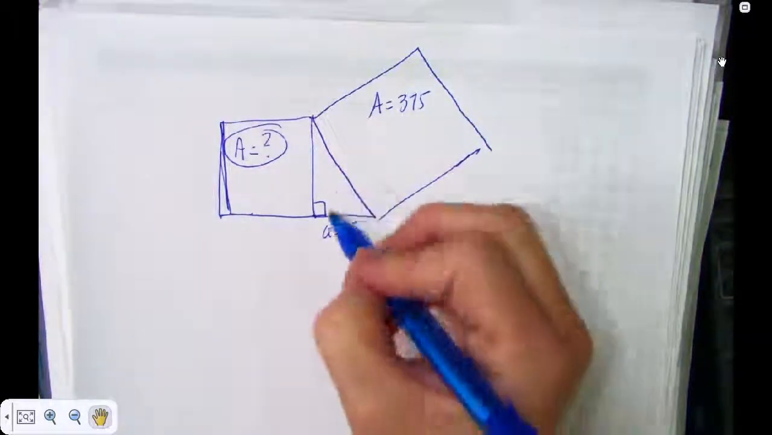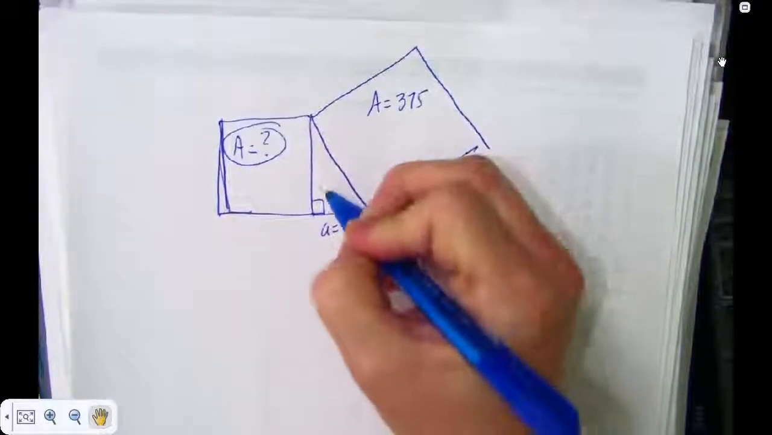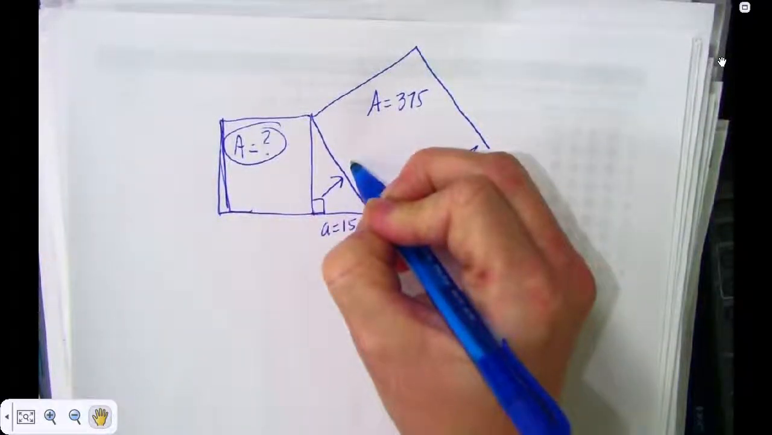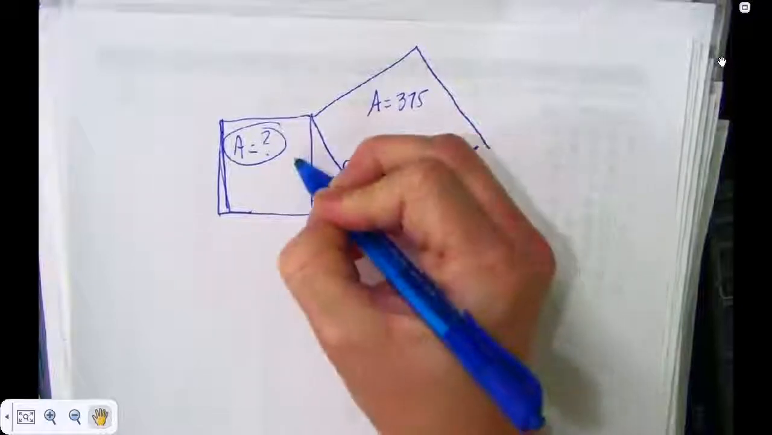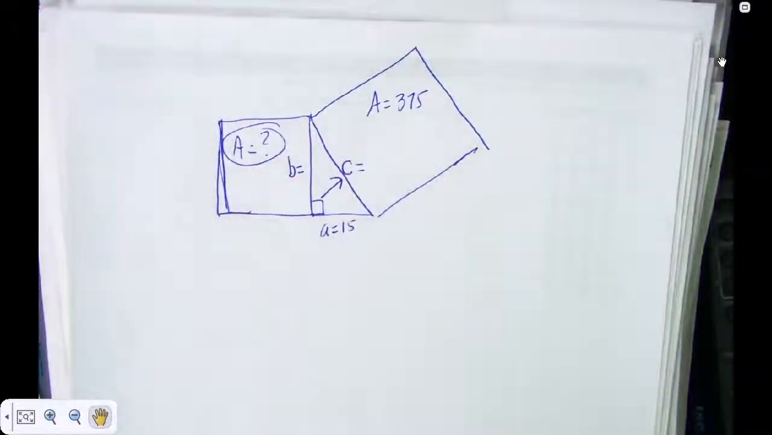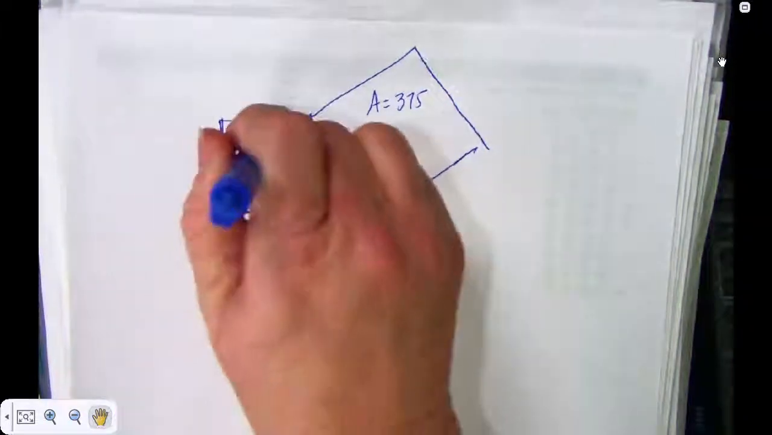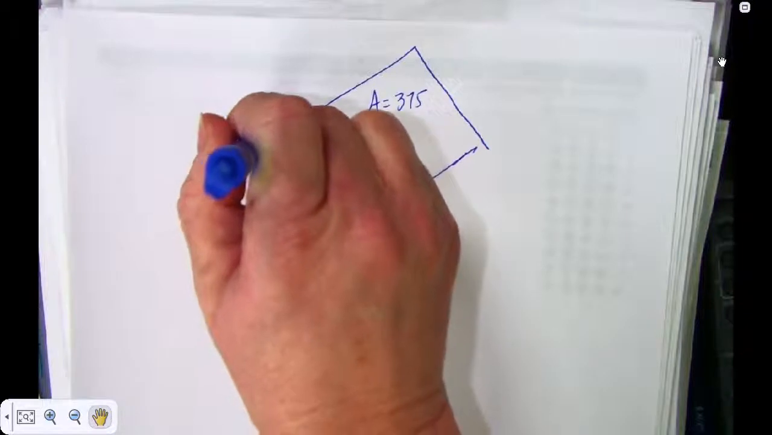Okay? So, they've already got A. Remember, draw your arrow. What side is that? C. So, this is going to be B. Okay, does everybody understand what I want? Where's the question mark? On the area of that square.